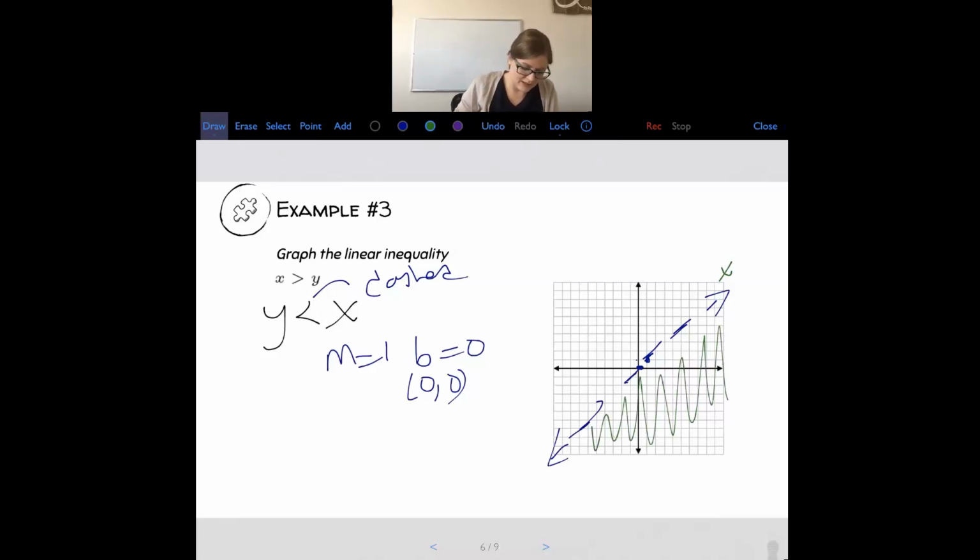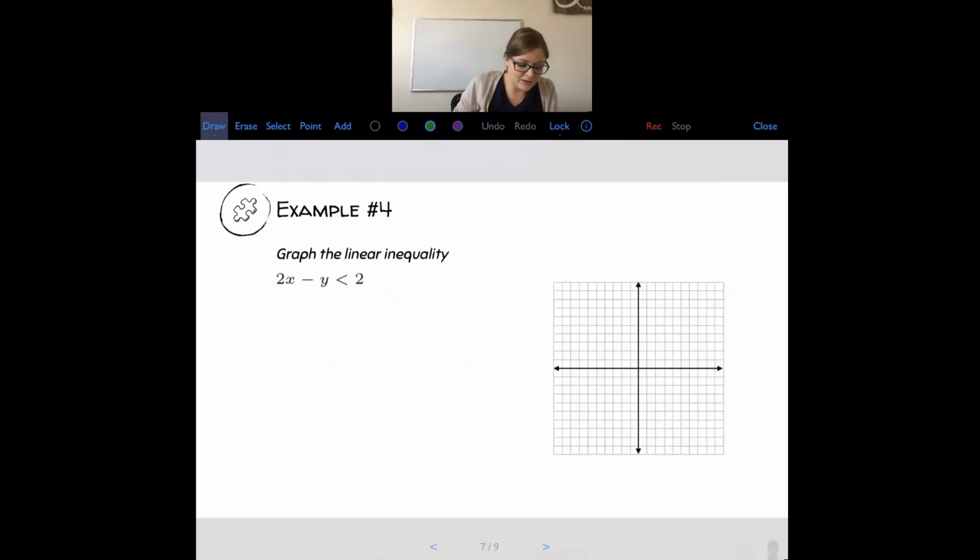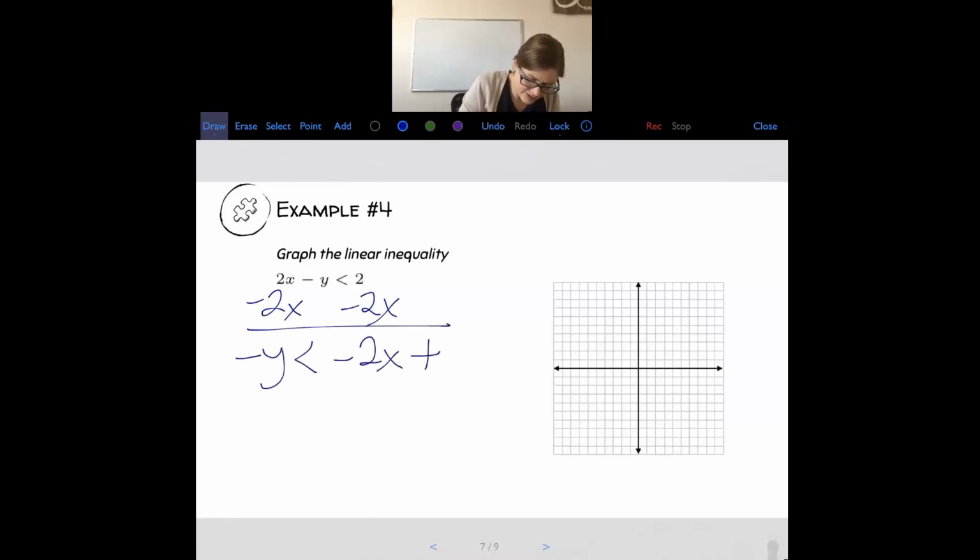Okay. Example 4, graph the linear inequality. So we have 2x minus y is less than 2. Again, I would get this into the form to where it looks like mx plus b on the right-hand side so that you can use the slope and the y-intercept to graph it. So I'm going to start by subtracting 2x from both sides. So we have negative y is less than, I'm going to write the negative 2x first. Then the 2x is negative and the 2 is positive, so I've kept the signs.